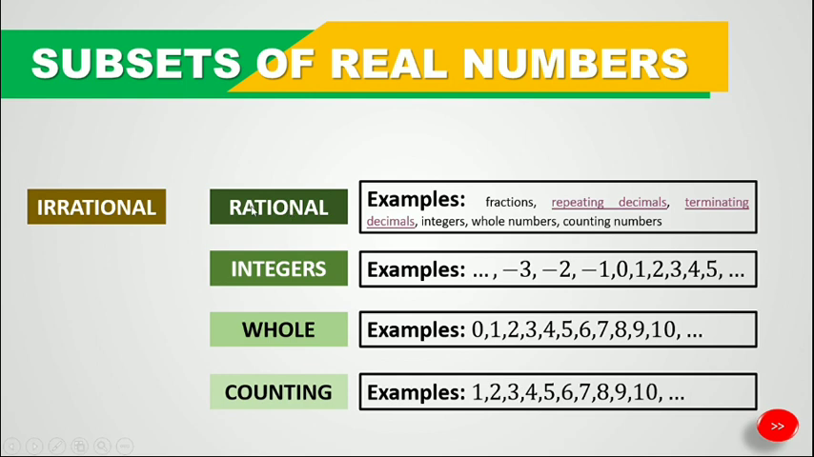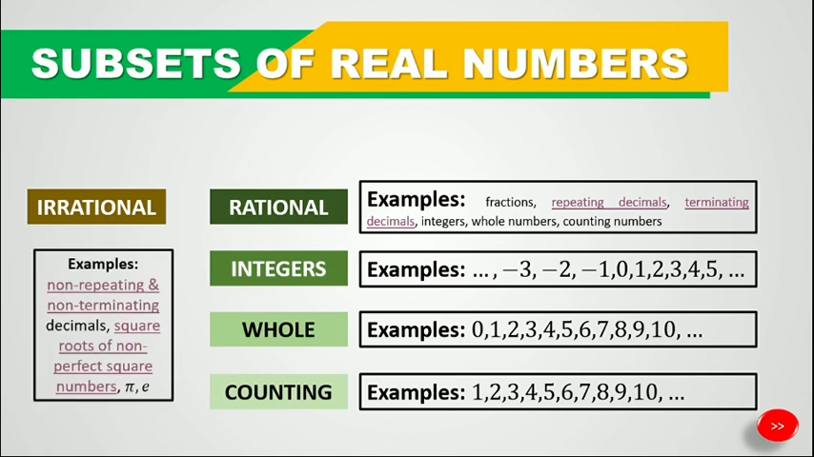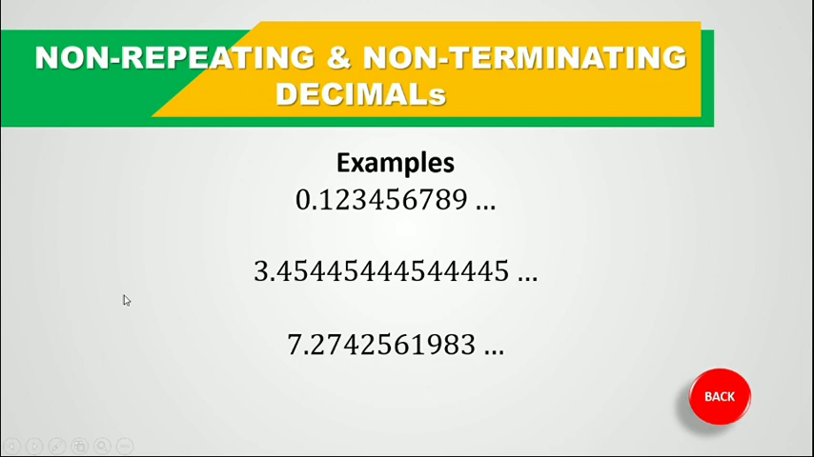And we also have irrational numbers. What you should remember when you talk about irrational numbers is that examples are non-repeating and non-terminating decimals. For example, we have here 0.123456789.